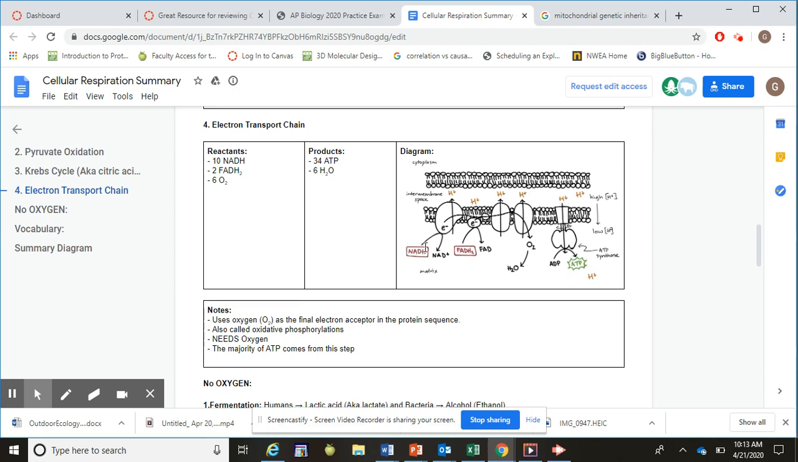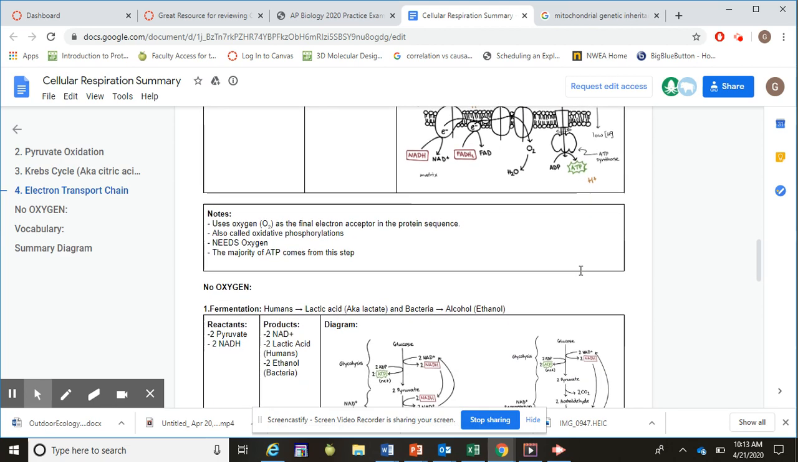So the electrons are carried via electron carriers. They travel through the membrane. As they release energy, we use that to pump protons out. And then when we let the protons back in, we create ATP.